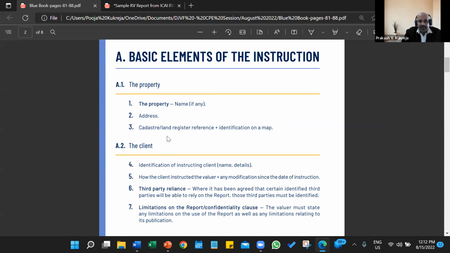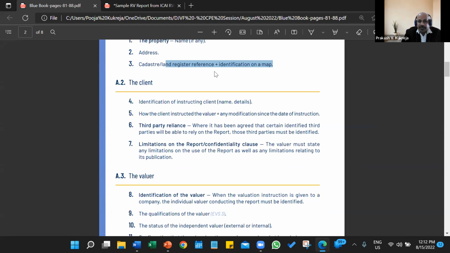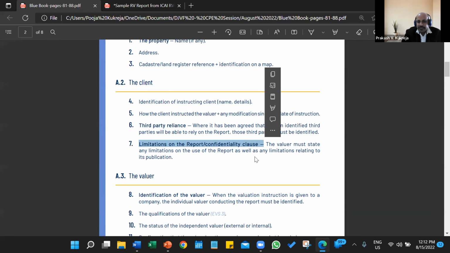So first part, if you see the property, right? It could be your company, it could be a specific asset, could be land, building, machine, the address, then the land registered reference and identification on the map. So very nice. Then the client, right? So specifically the appointing authority, or maybe here in case could be a corporate debtor, how the client instructed the valuer, any modification since date of instruction. I think we had a long discussion on this. So this is a very, very important point which we should look into. Third party reliance, we discuss about the expert or maybe any other reference point we have in the air while doing the valuation. Limitations on report, confidential clauses, very obvious.